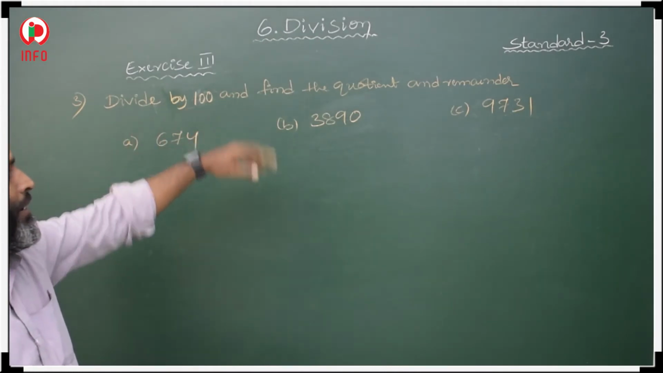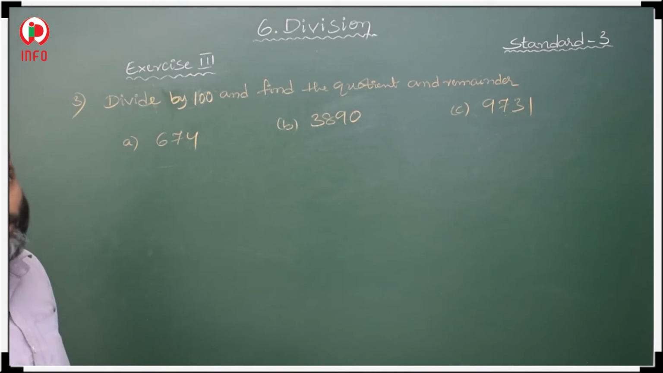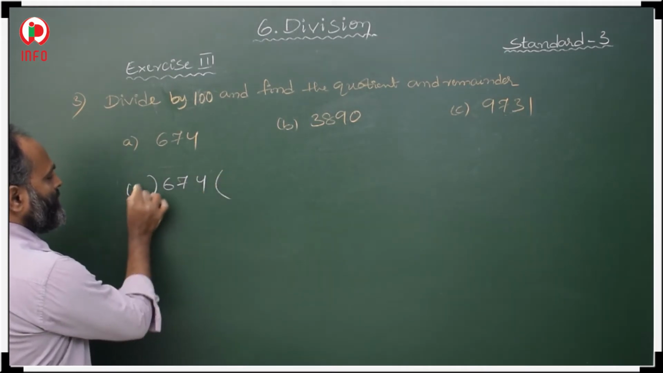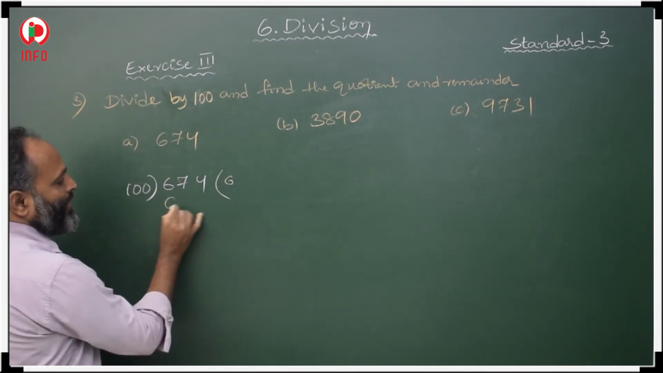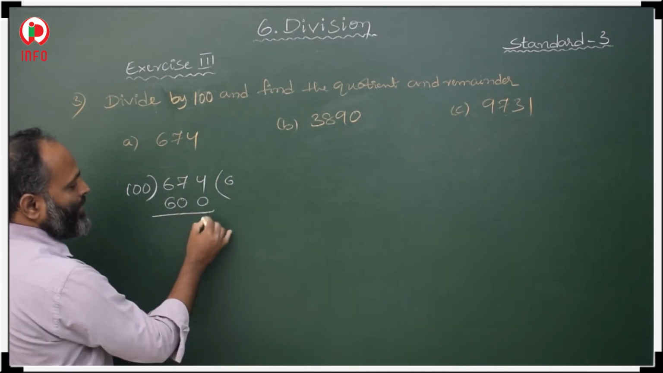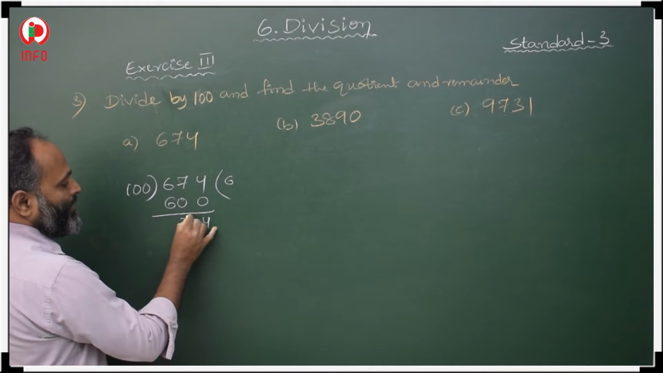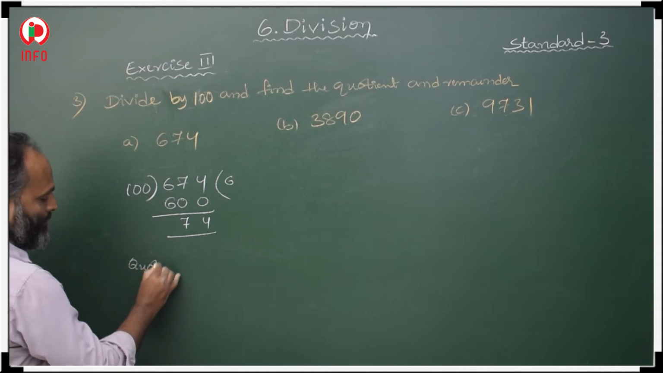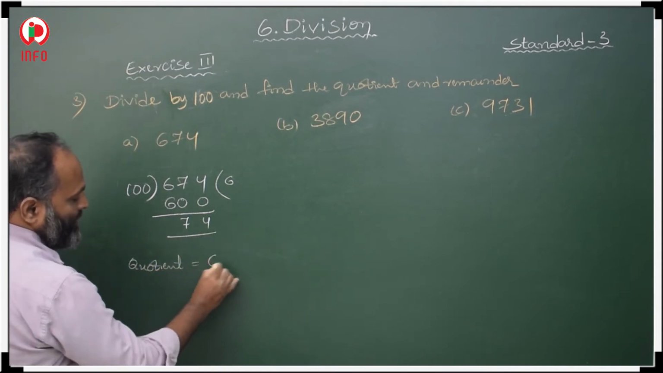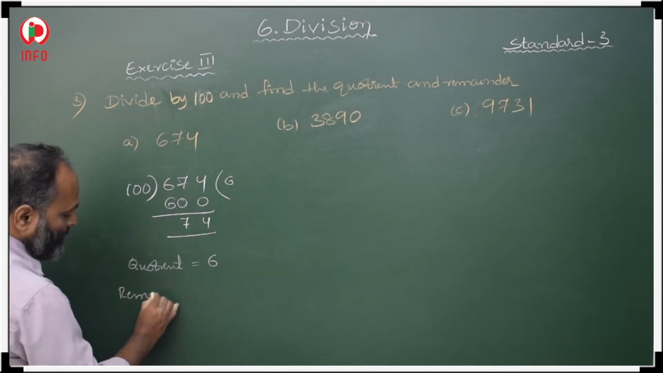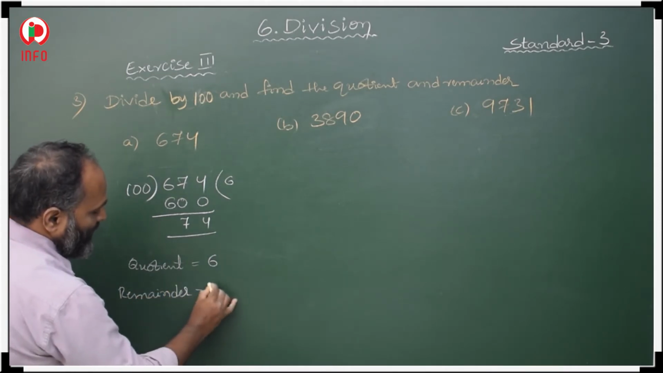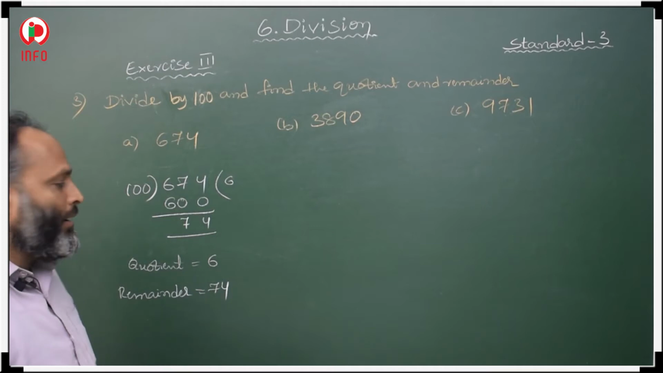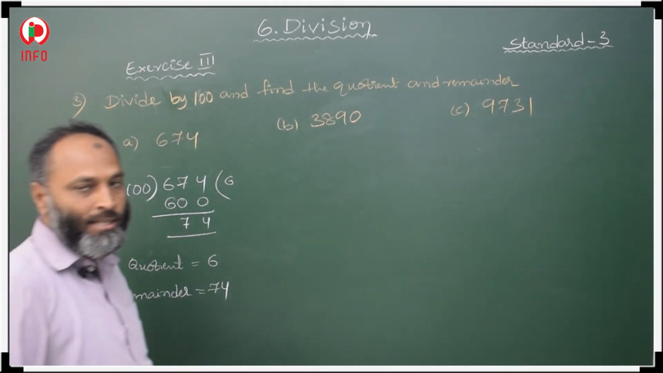Divided by 100, also find quotient and remainder. So, this we have to divide by 100. 100 6s are 600. 4 minus 0 is 4, 7 minus 0 is 7, 6 minus 6 is 0, do not take. Then what is your quotient? Quotient is 6, remainder is 74. When you divide it by 100, the last 2 digits are your remainder and the rest of the places are your quotient.